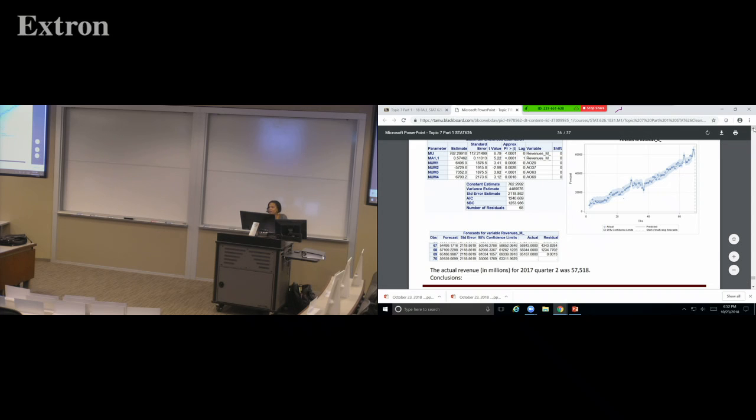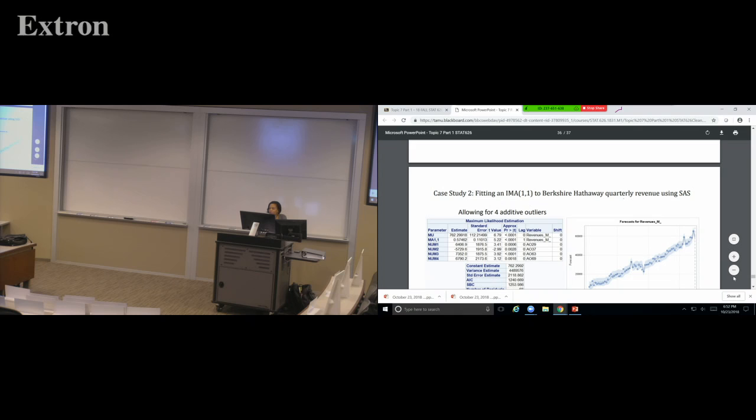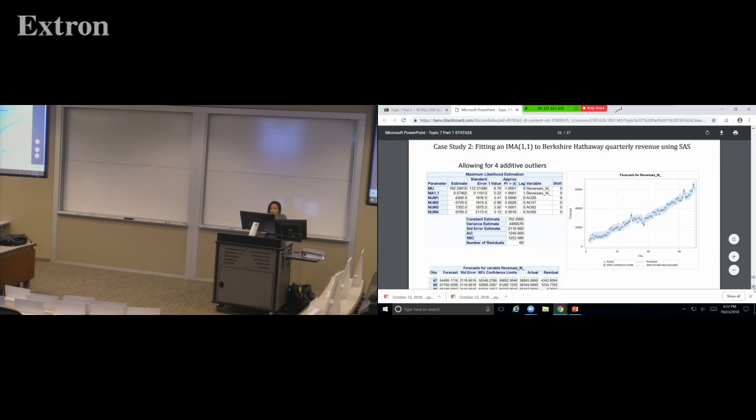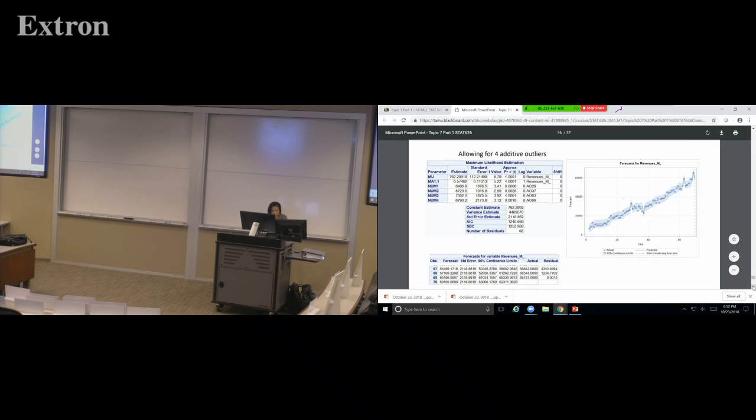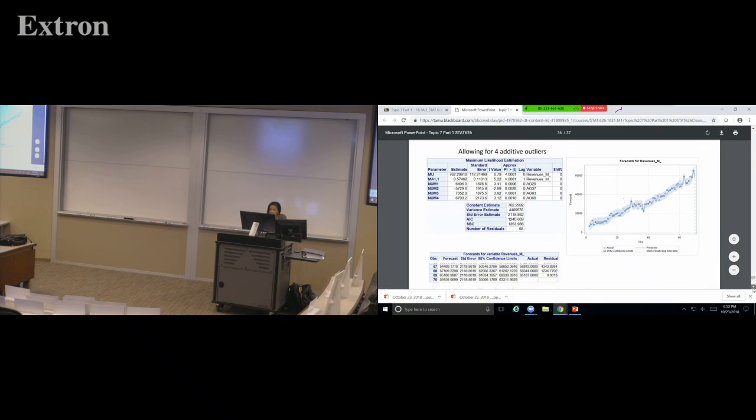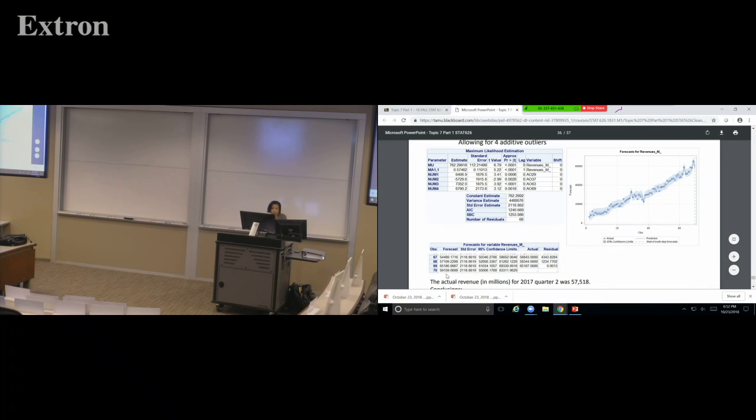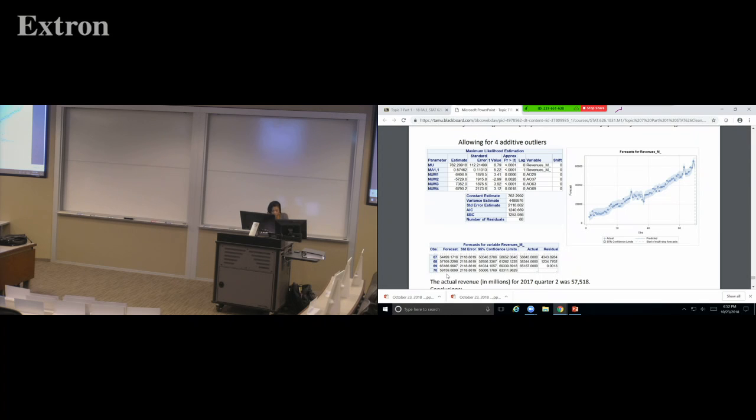Oh, this is for the integrated moving average. Thank you. Okay, so this is for the integrated moving average, allowing for 4 additive outliers. Yes, the same 4 additive outliers. What we end up with here is the forecast is 59,159. Previously, for this integrated moving average, it was 62,248. That was also talked about back on slide 28, when the actual is 57,518. So similarly, including the additive outliers, this integrated moving average model has improved when you allowed for those outliers.